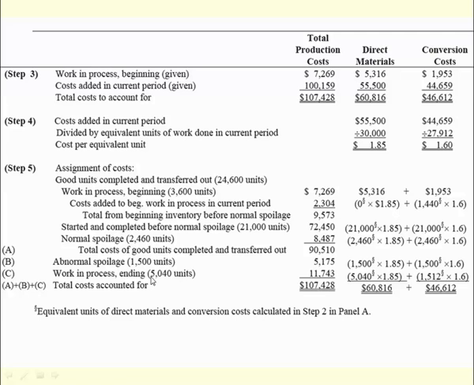Finally, work in process ending, 5,040 units, multiply 1.85 for direct materials plus only 1,512 units, multiply 1.6 for conversion cost, with a total amount of 11,743. Total of these costs will equal total costs accounted for, 107,428, which must be equal to 107,428 total costs to account for.